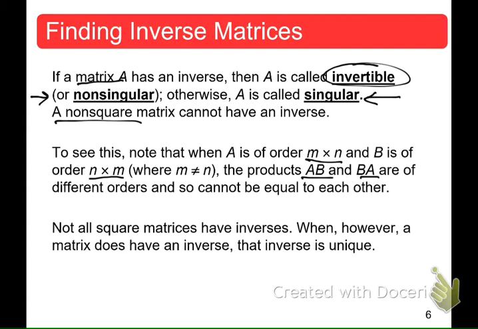I also mentioned that not all square matrices have inverses. However, when a matrix does have an inverse, it is unique, meaning that there's only one inverse for a matrix.